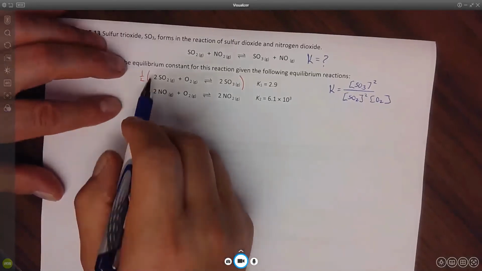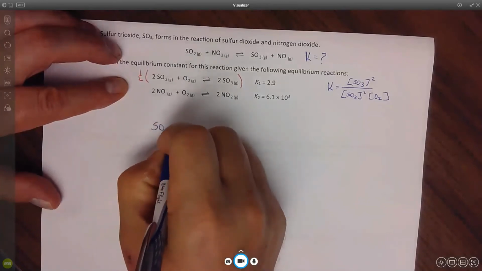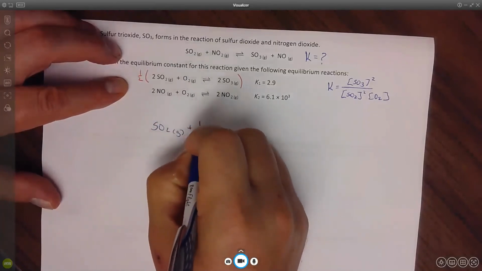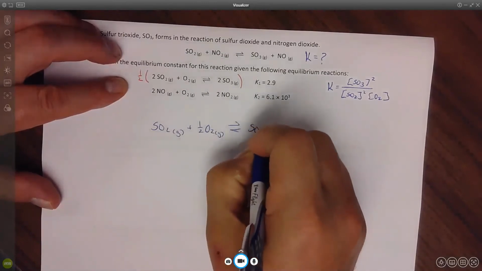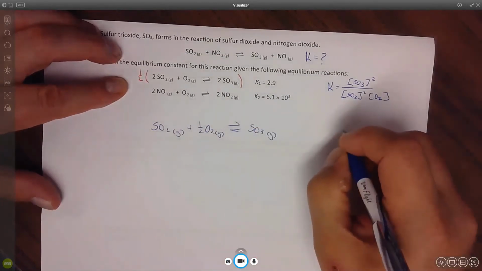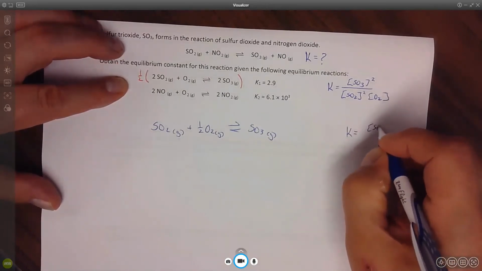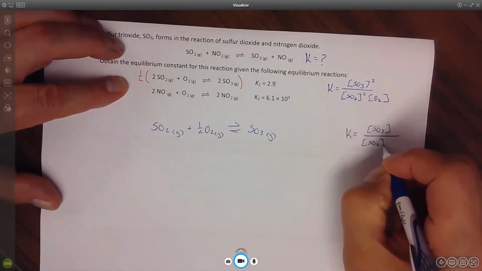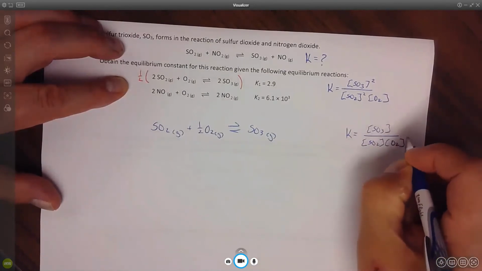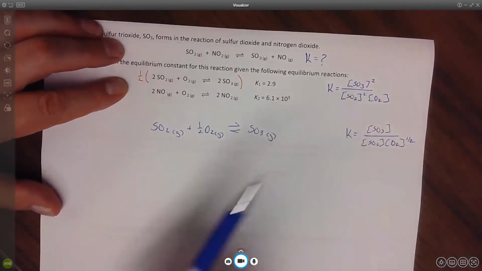So let me do this. Let me rewrite this. So this is now going to be SO2 gas plus 1/2 O2 gas in equilibrium with SO3 gas. So that K now looks like this. It's now going to be SO3 to the first over SO2 to the first over O2 to the 1/2. How do I go from that to that?